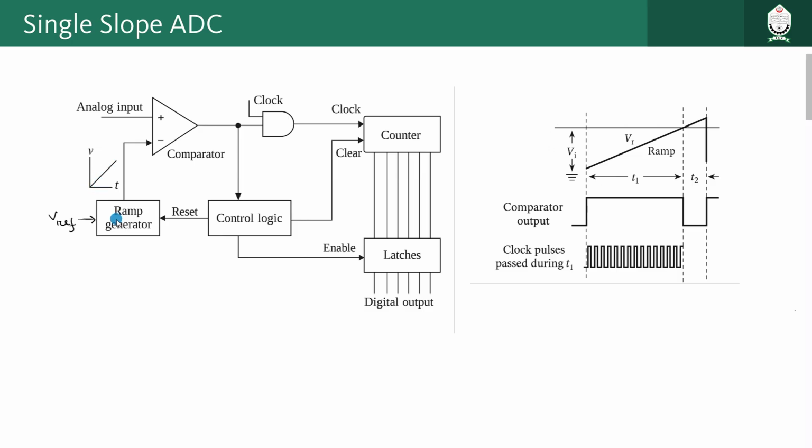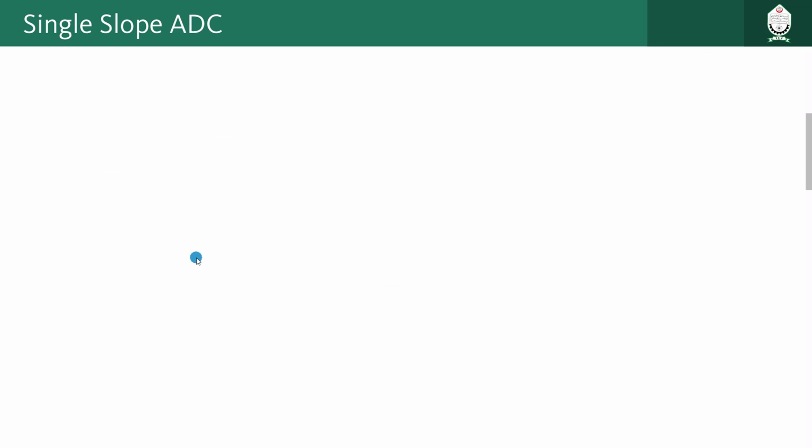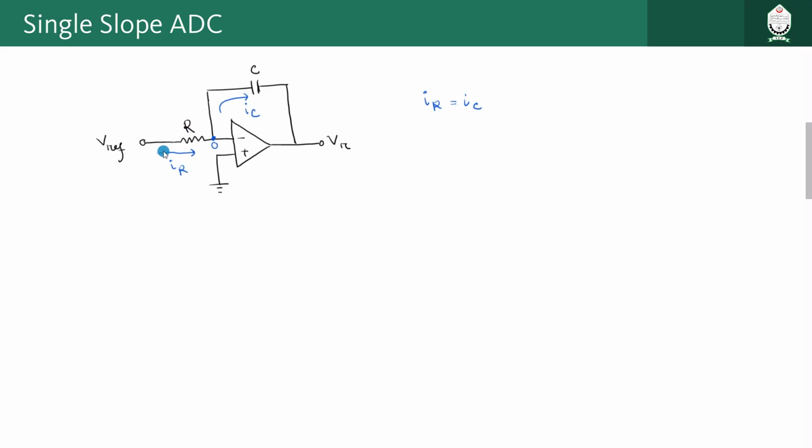So this is the output of a ramp generator, and the circuit we use for this kind of ramp generation, let us try to understand that. Okay, so we all know about op-amps, and we will try to look at one of the configurations of op-amp here. So this circuit basically outputs a ramp signal. So let us try to find out the current going through this path and this path.